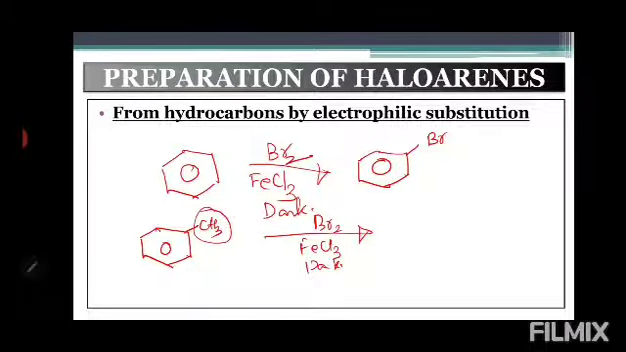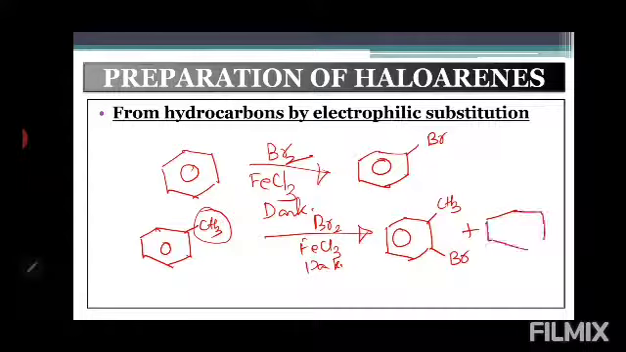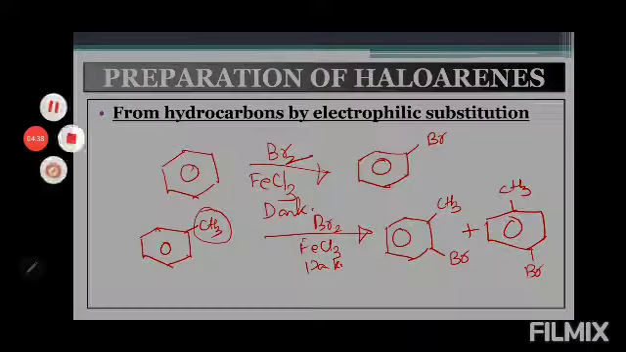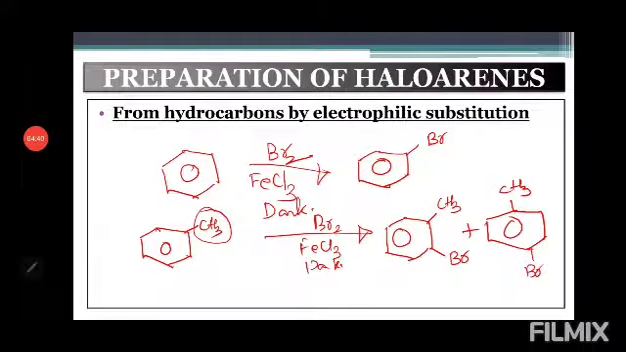Now, CH3 is what? It is an ortho-para directing group, right? We have done this in the previous class. So since CH3 is there, in the ortho position you will get two isomers. In one isomer, bromine will come and form a bond with the ortho carbon, and in the other case, you will get the para isomer.